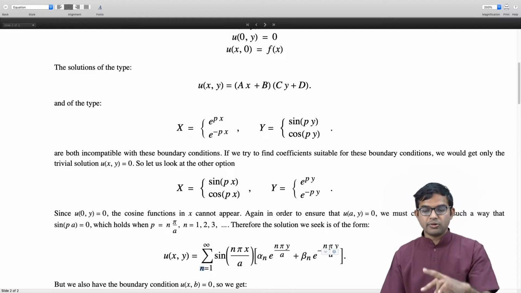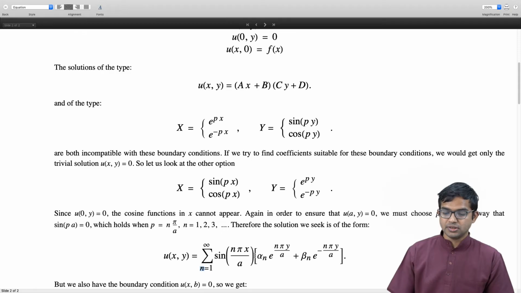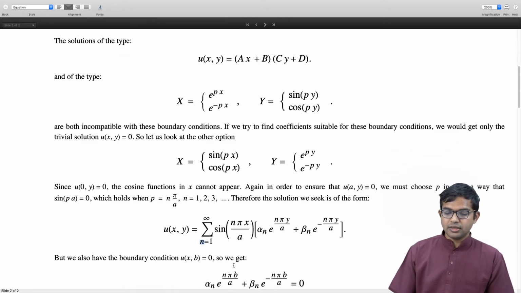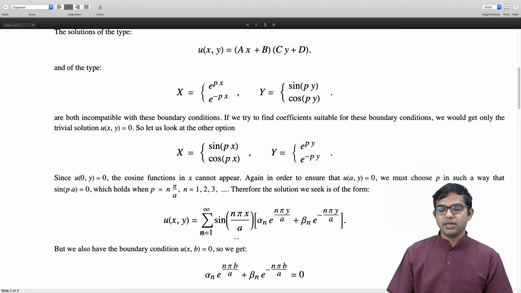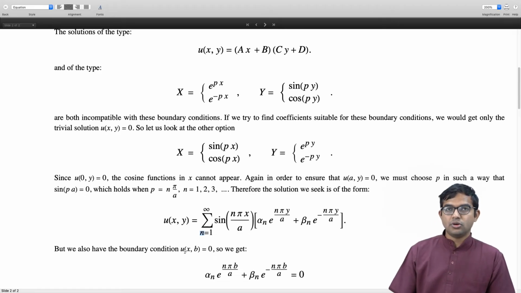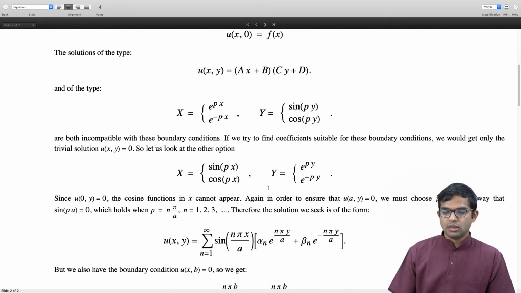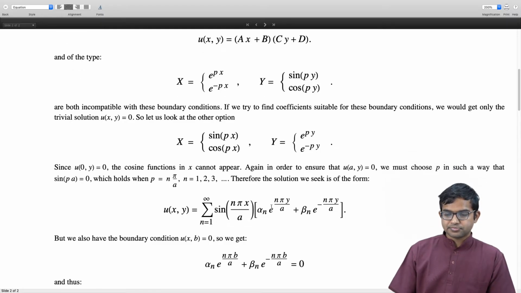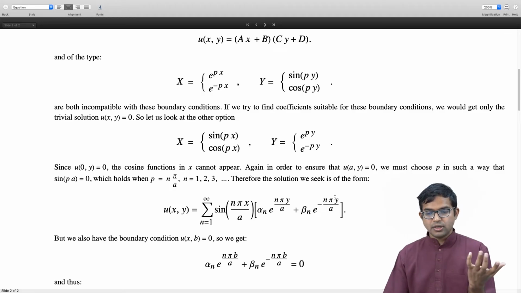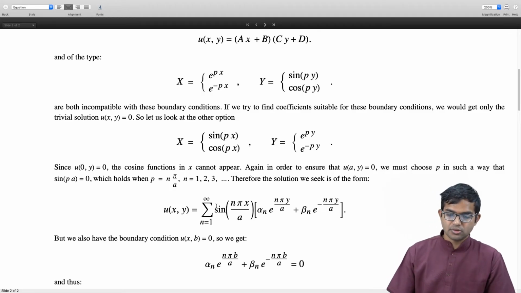So now we must use the other two boundary conditions to work out these coefficients. Now one of these conditions is going to actually connect these alpha n and beta n. So if you take the boundary condition u of x comma b equal to 0, which is this first condition, then if you put y equal to b, we have alpha n times e to the n pi b by a plus beta n times e to the minus n pi b by a, right? So this has to be 0 for any value of x. So the sine is not going to count at all.